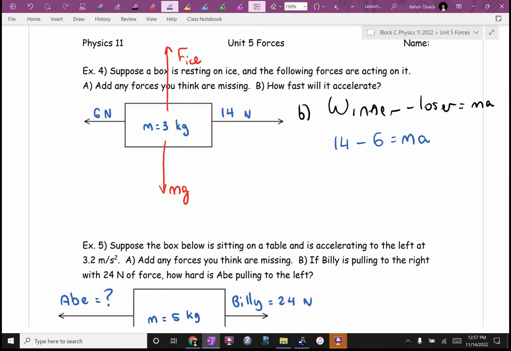How will I get the A by itself? Look at my equation that I've written right here. How will I move the M over? What's the M doing to the A? So what's the M? It's multiplying.